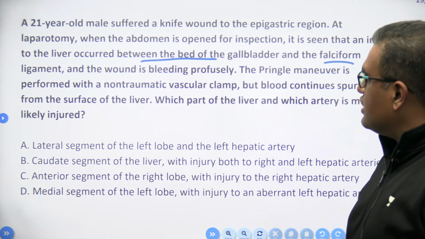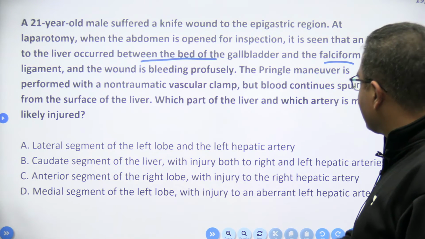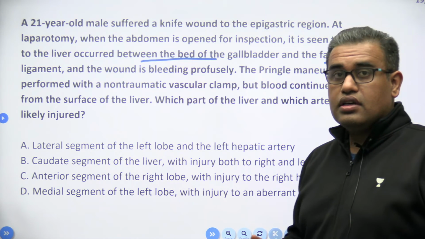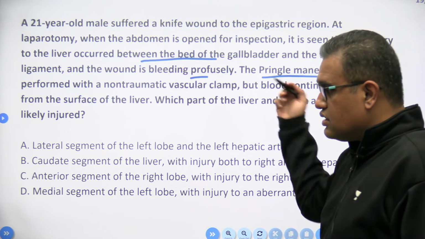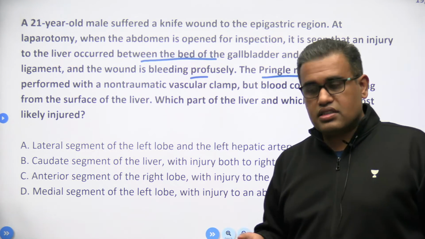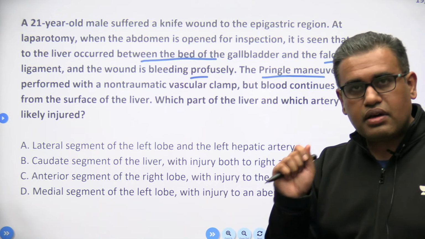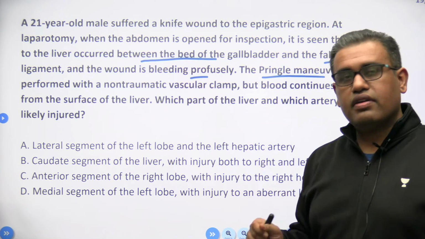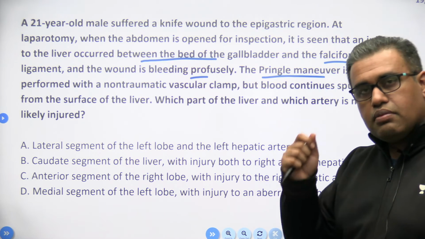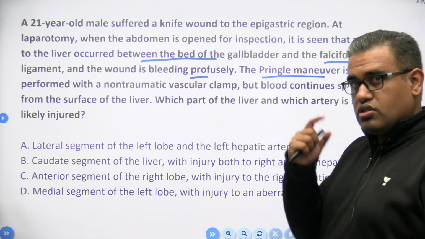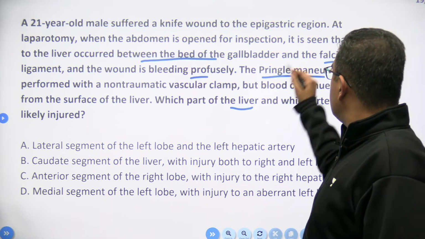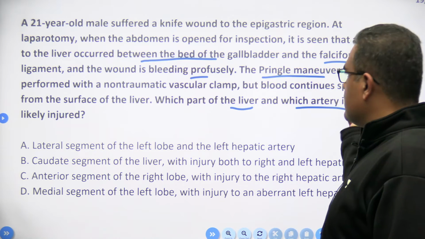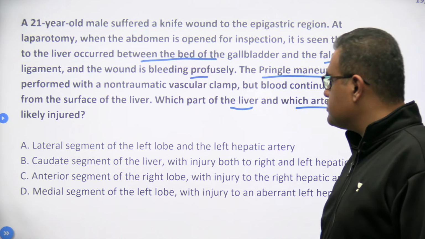Pringle's maneuver is performed with a non-traumatic vascular clamp, but blood continues to spurt from the surface of the liver. Bleeding is not controlled by the Pringle maneuver. We have just seen the lesser omentum, the right margin. If you clamp the right margin of the lesser omentum, which carries the portal vein and hepatic artery, normally the bleeding stops. But here it is not stopping. So you should think about what is happening. Which part of the liver? That is this part of the question. And which artery is most likely injured? That is what they're asking.